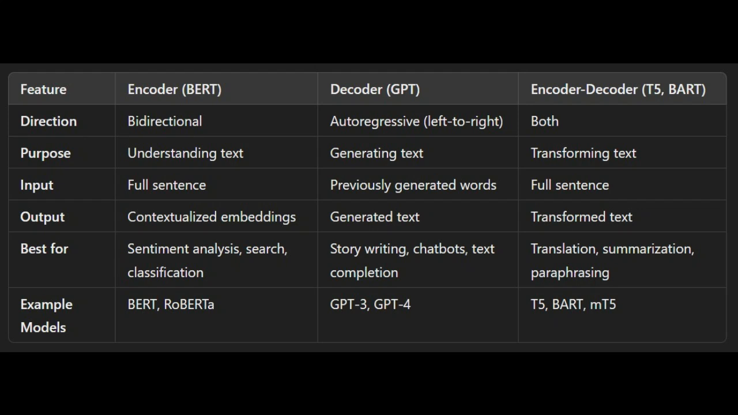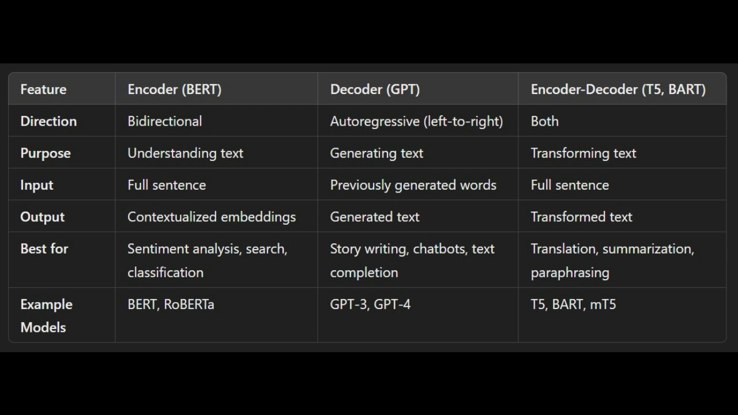What's the difference between encoder and decoder architectures in transformers? Encoders and decoders are two key components of transformer architectures designed for different types of tasks. So let's break down the differences.